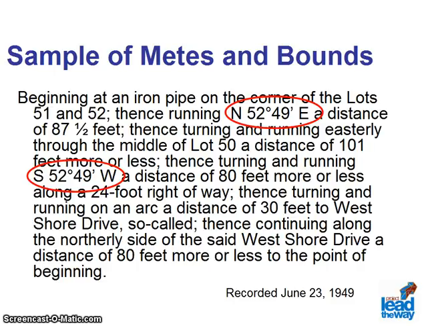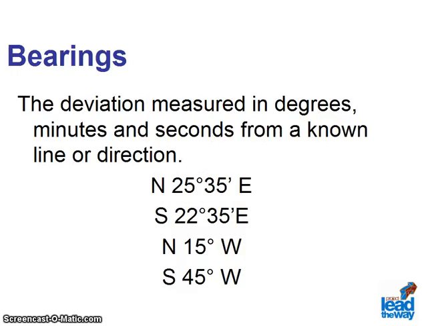Notice the two bounds or bearing angles used in this deed description: north 52 degrees 49 minutes east and south 52 degrees 49 minutes west. We will be creating a rough sketch of the Metes and Bounds description you were just given. But before we do, let's dig deeper into the code of bearing angles. The bearings describe the deviation measured in degrees, minutes, and seconds from a known line or direction.